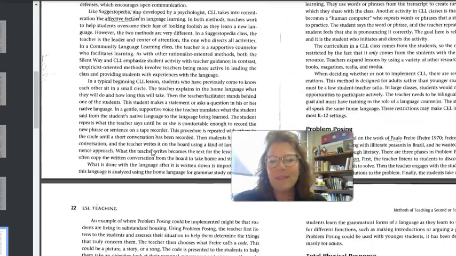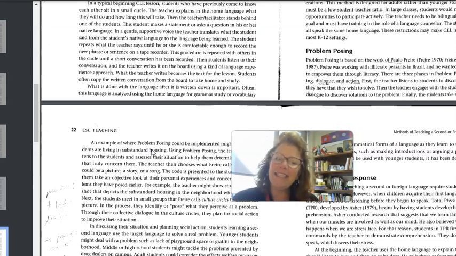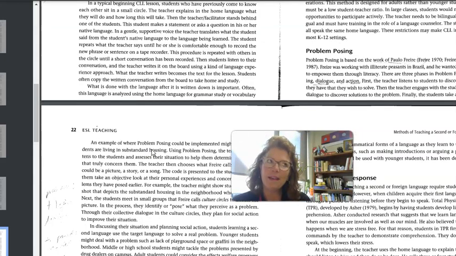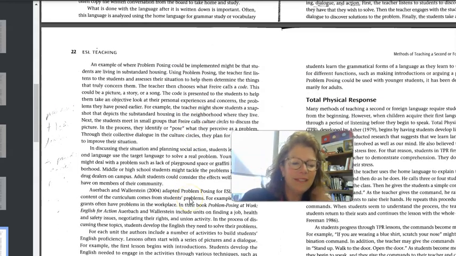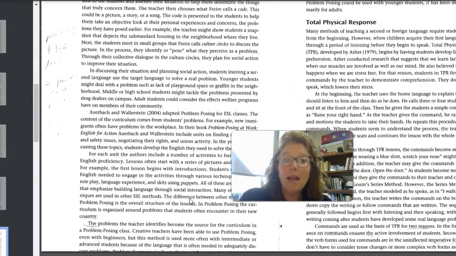Don't worry about it. Problem posing. This is the idea of active learning, the idea that you have the big overarching question. Social reconstructivists, they like to go out there and try to improve things while teaching. So yeah, read problem posing. You might come across it.